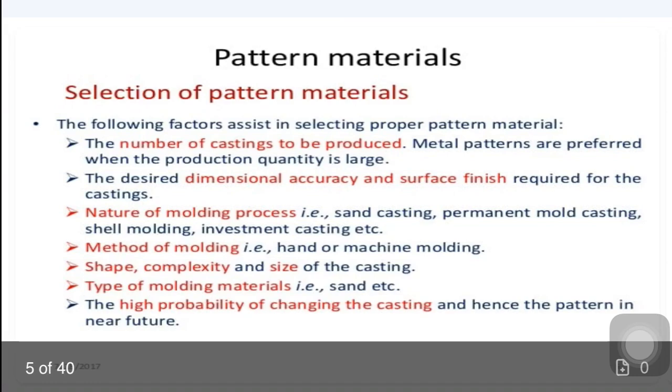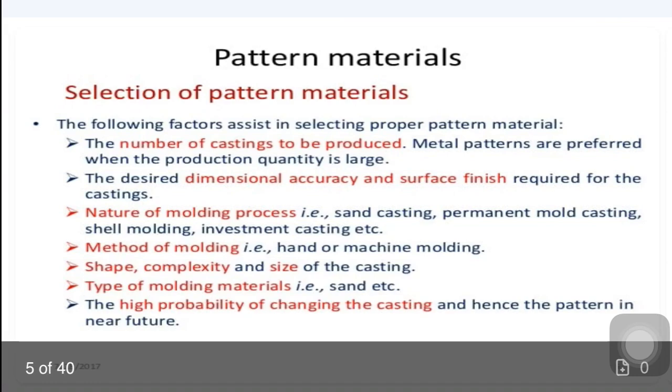How critical and complex the shape of that mold is, and how critical and complex the size of that mold or the pattern is. Based on that, if the complexity observed is of a certain higher level, in that condition it is difficult to manufacture the patterns from the materials.